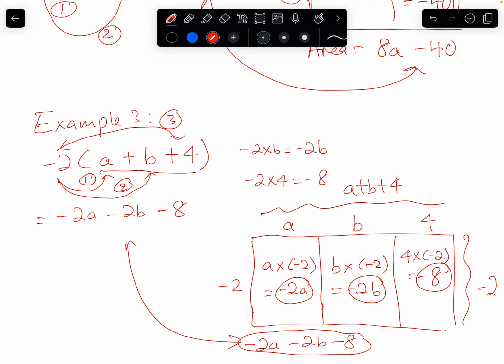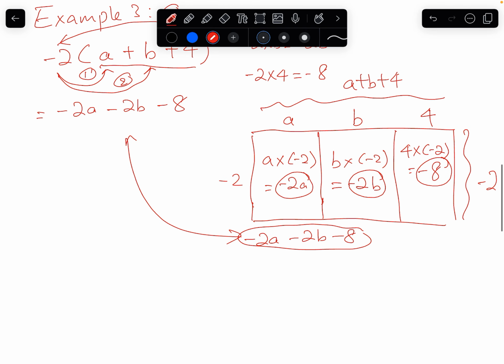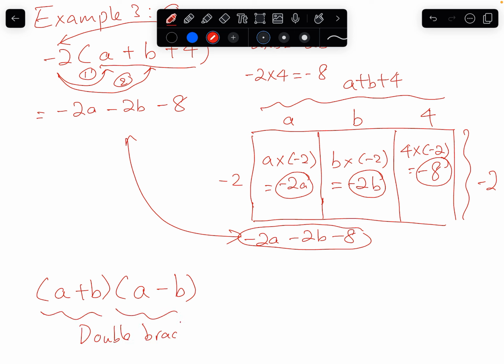When I have the time, I'm going to make a video of how we could do it with double brackets. What double brackets could mean would look something like this, which is taking a plus b multiplied by a minus b, something like that. This is where you have double brackets. So I'm going to make a video on this shortly, but hopefully you do understand how the single brackets actually work and how you could multiply a number to an algebraic expression.